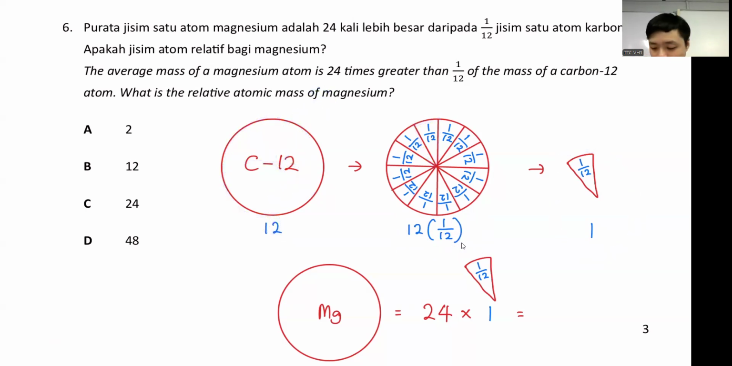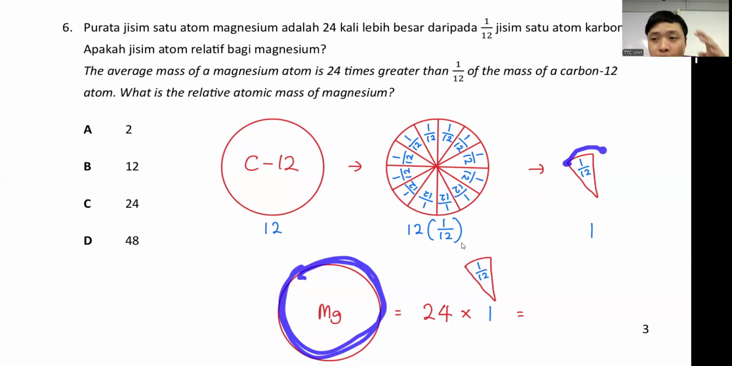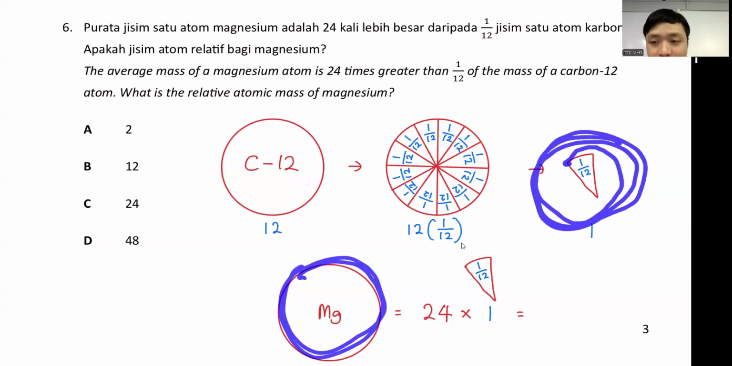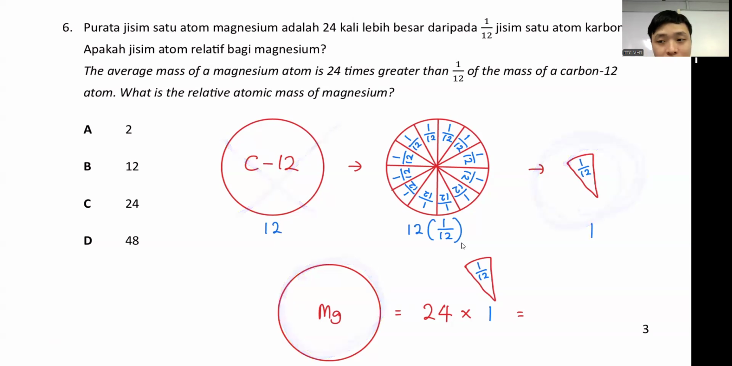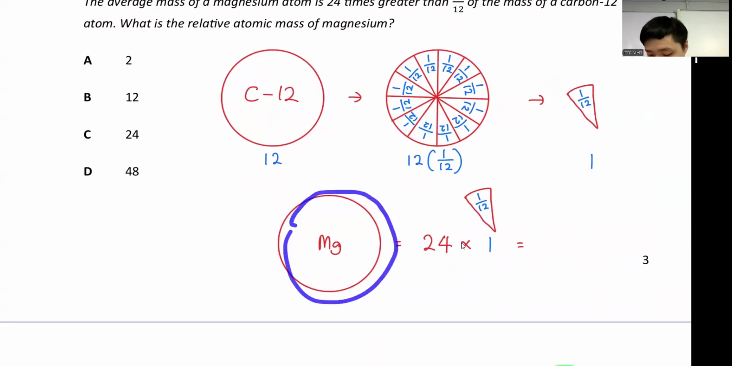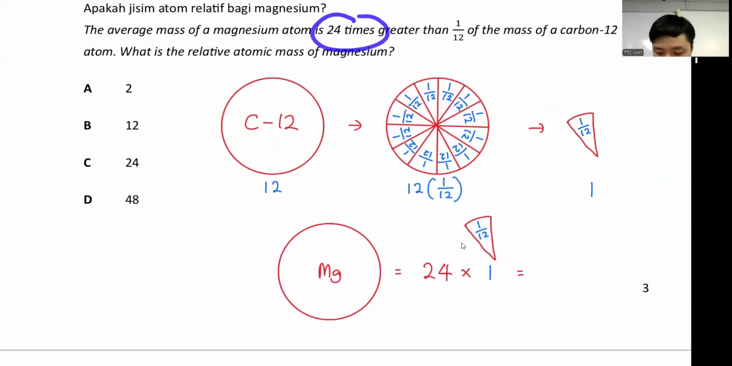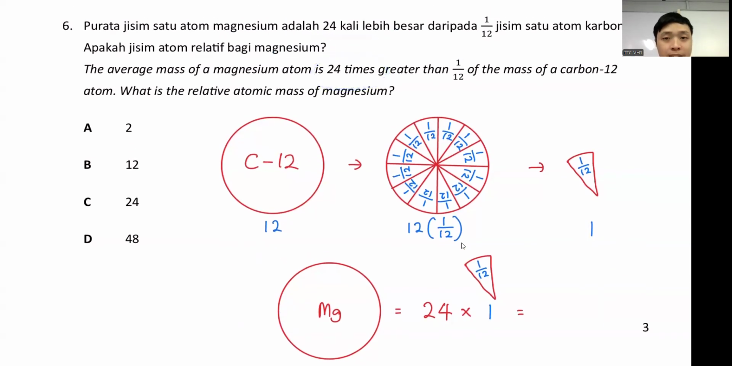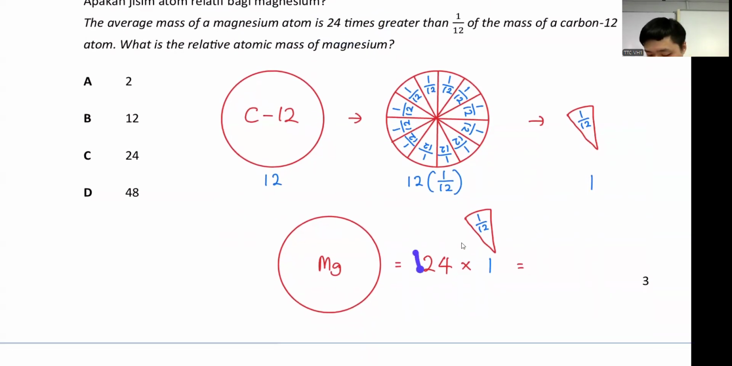So they are comparing one magnesium atom, which is 24 times heavier than this one piece, not the whole. Of course, very simple. The answer is: magnesium is 24 times. So 24 times 1, you will get 24. So the answer is C, just like that.